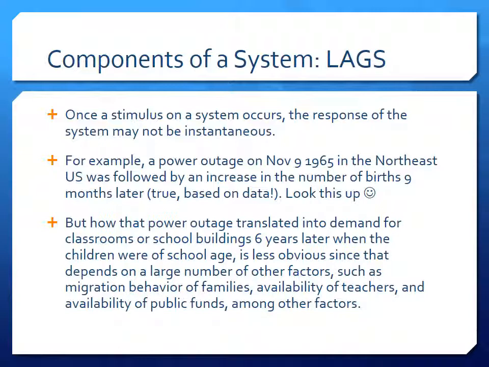Now, how that power outage translated into higher demand for classrooms or school buildings 6 years later, when the children were of school age, is less obvious, and it's more complex because that depends on a larger number of factors, such as migration, behavior of families, the availability of teachers, the availability of public funds, among other factors. So these are a couple of examples of using lags to understand what could happen. The 9 month lag, in this case, worked pretty well. The 6-year lag is a little bit unclear.